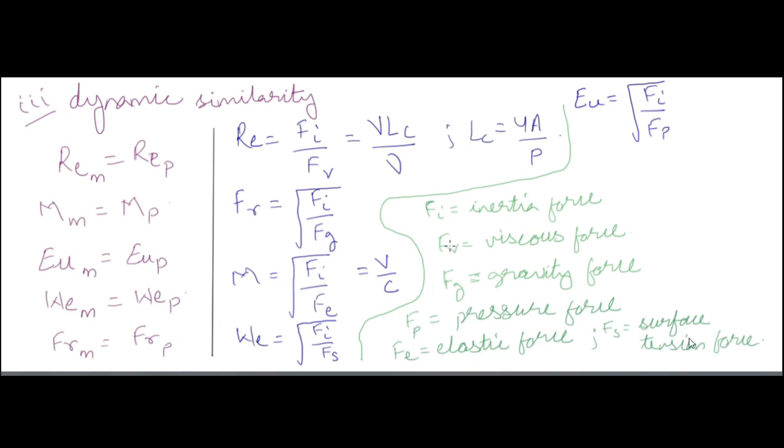So in dynamic similarity, we have to equate these following five numbers: Reynolds number, Mach number, Euler's number, Weber number, and Froude number. Okay, Froude. Now Weber is Weber, and Euler's is Euler's.